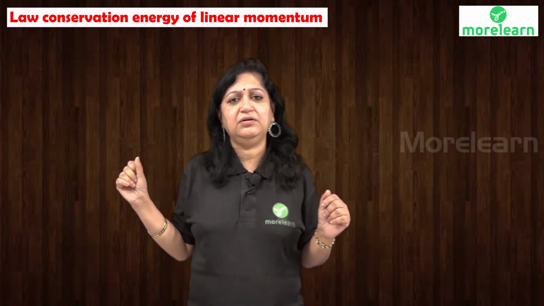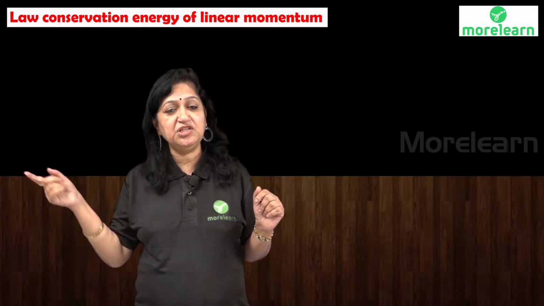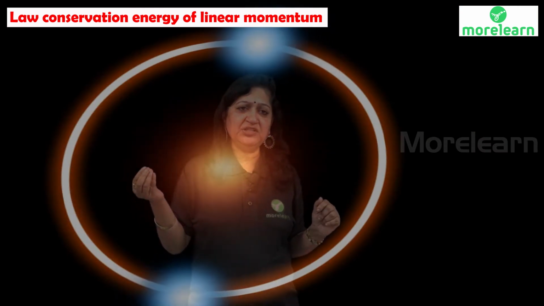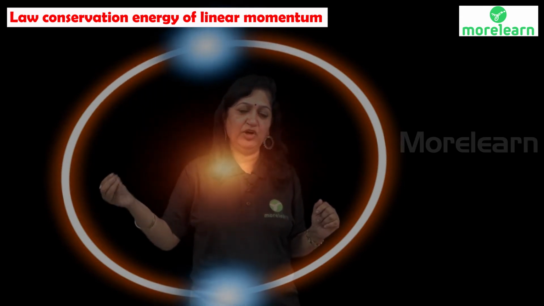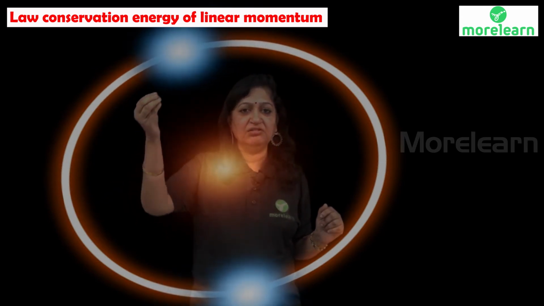Now let's understand what conservation of energy is in circular motion. Circular motion is nothing but when an object is moving on the periphery of a circle. We call it circular motion.